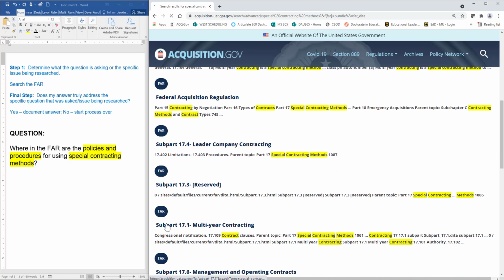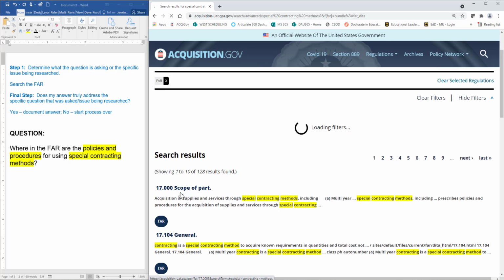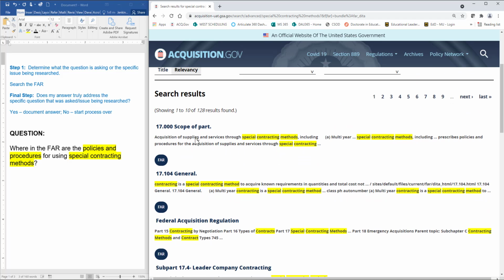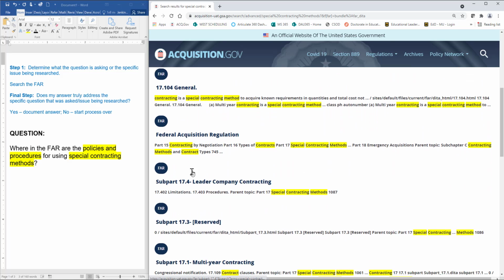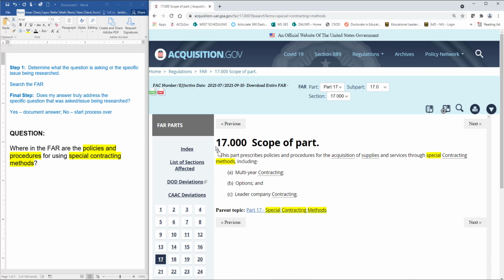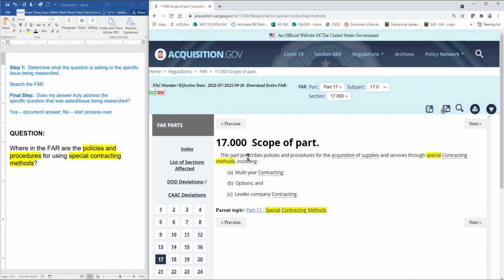So right off the bat, it looks like FAR Part 17 is going to be interesting to me, right? So let's go ahead and click on this top one because it just seems to be the first one in the list. But FAR Part 17 certainly seems like I'm in the right place. So FAR Part 17. And right here, let's see here. It says this part prescribes policies and procedures for the acquisition of supplies and services through special contracting methods.